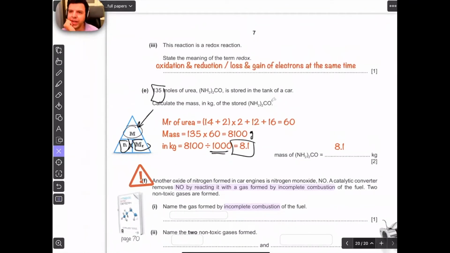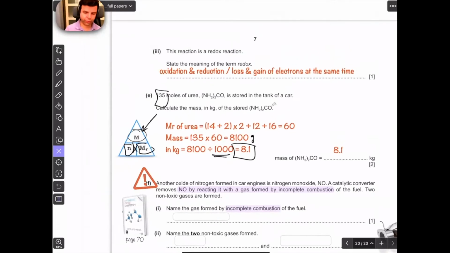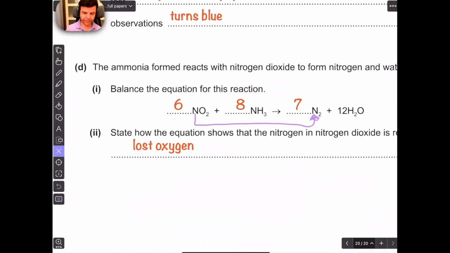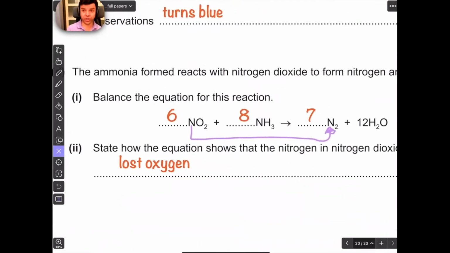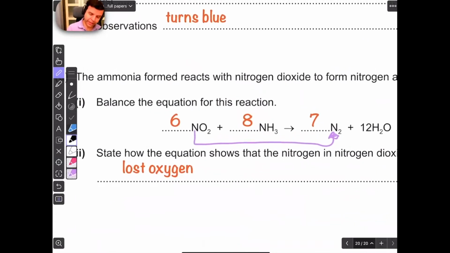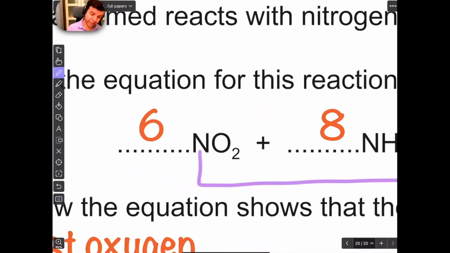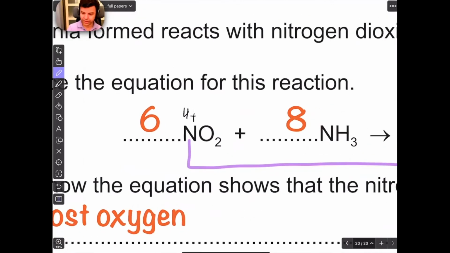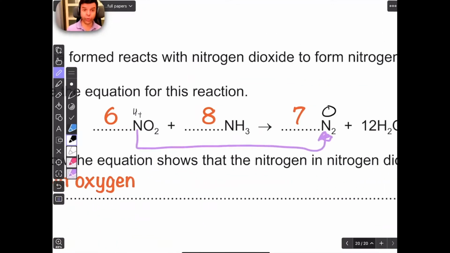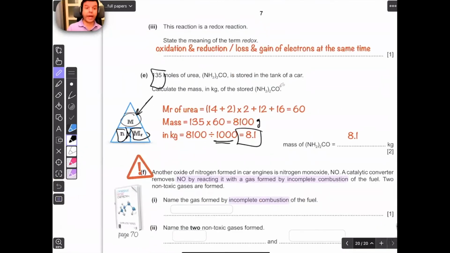Can we say that nitrogen gained electrons? Yeah, you can. You can say reduction is gain of electrons because here the oxidation number is going to be 4, cancel out the nitrogen. And here the oxidation number is 0. It's a lone element. So gain of electrons.